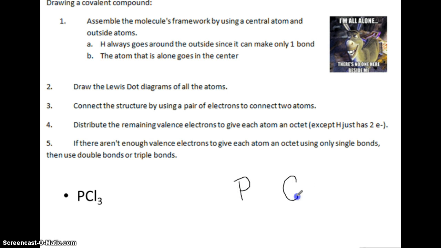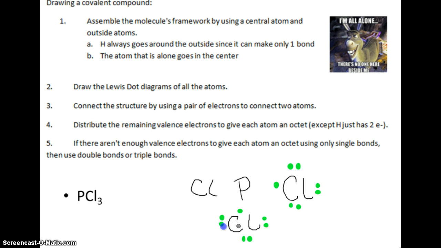PCl3. P goes in the middle. Why? I'm all alone. And then the chlorines go around the outside. So again, hit pause. Do this one yourself if you are able. And so chlorine is in group 7. So how many valence electrons? 7. And each one's going to have 7 valence electrons.